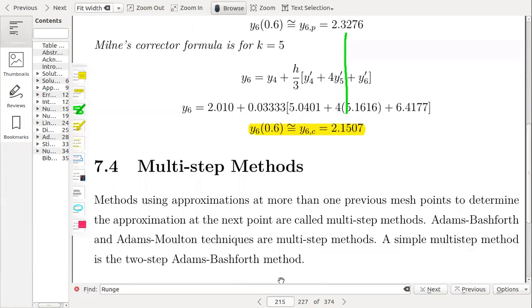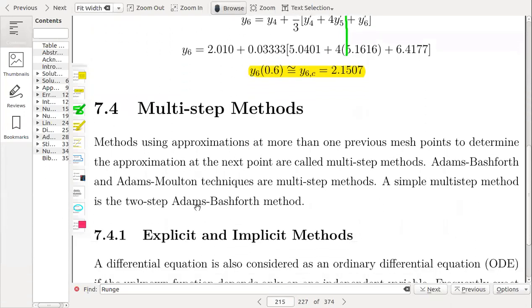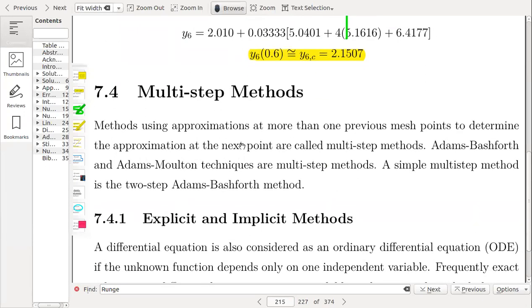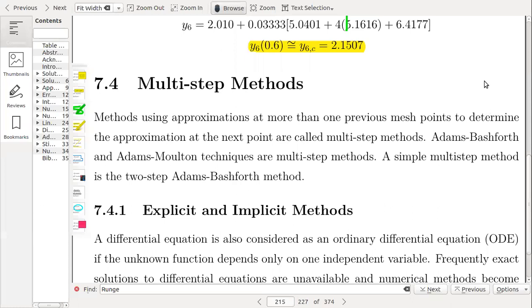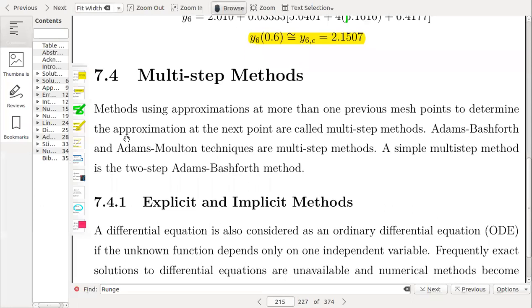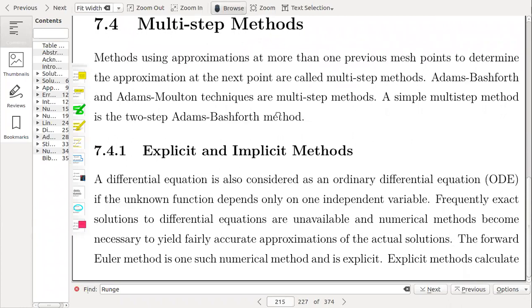So next is multi-step methods. Methods using approximation at more than one previous mesh point to determine the approximation at the next point are called multi-step methods. So Adams-Bashforth and Adams-Moulton techniques are multi-step methods. A simple multi-step method is the two-step Adams-Bashforth method. So, explicit and implicit methods.